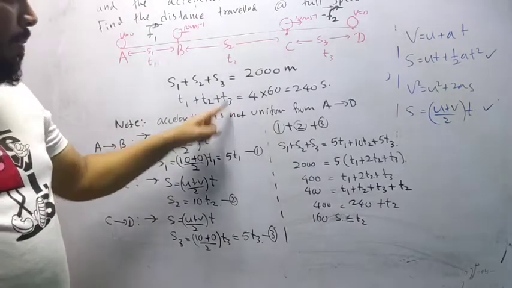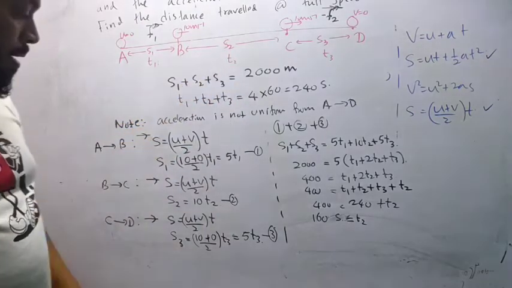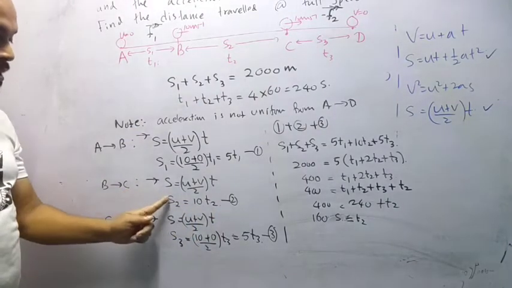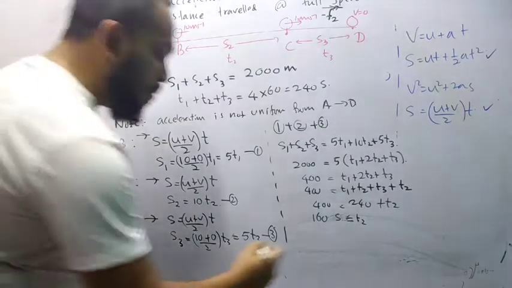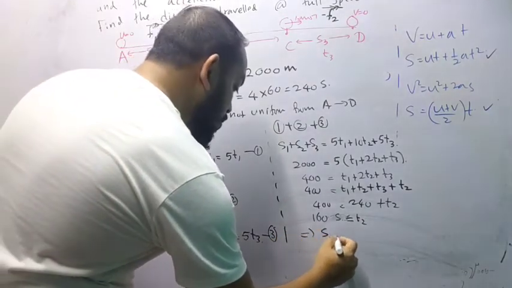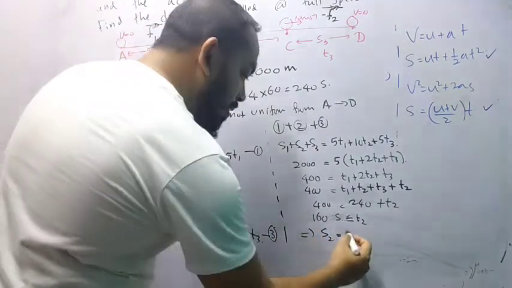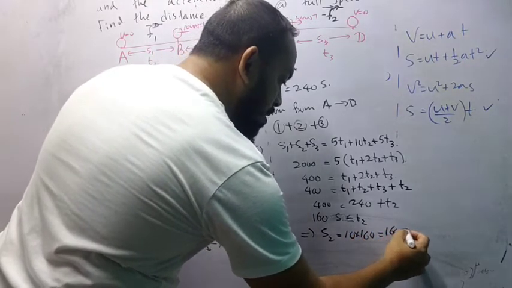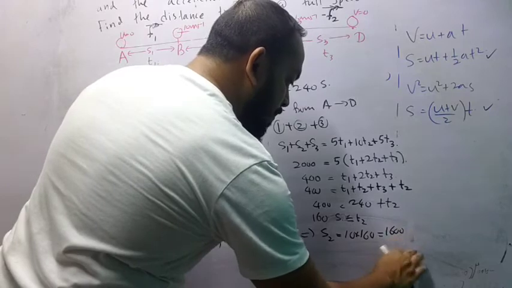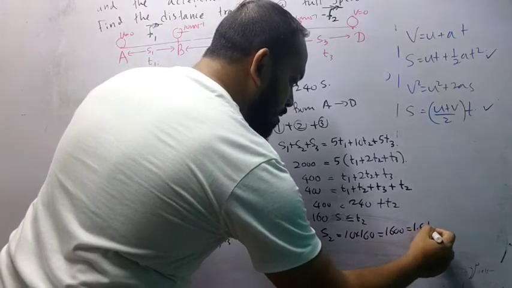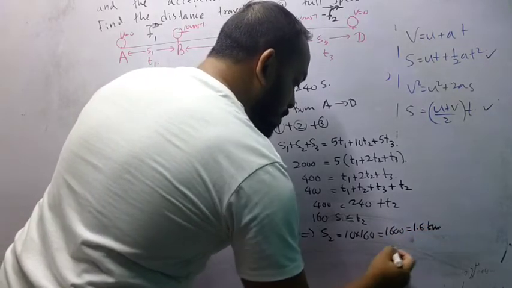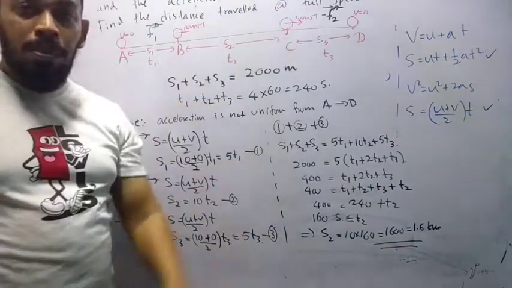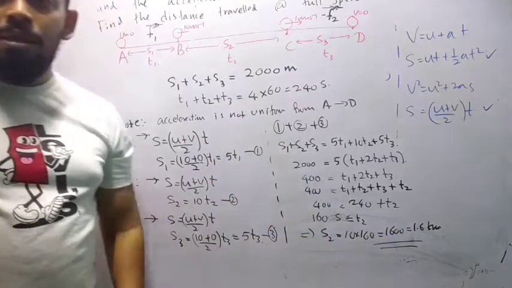That is the B to C distance. We know T2, therefore S2 equals 10 into 160, which is 1600 meters. So 1.6 kilometers. You can see that this train has traveled at its full speed for 1.6 kilometers.